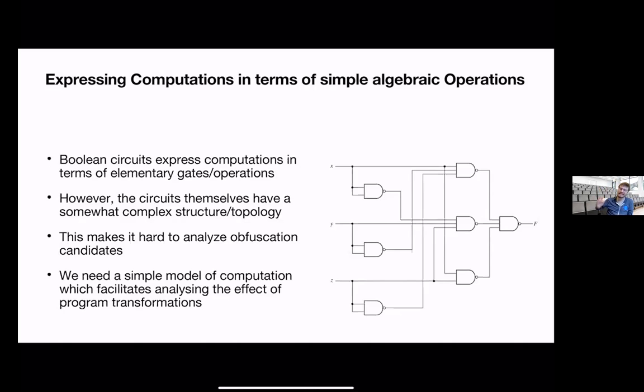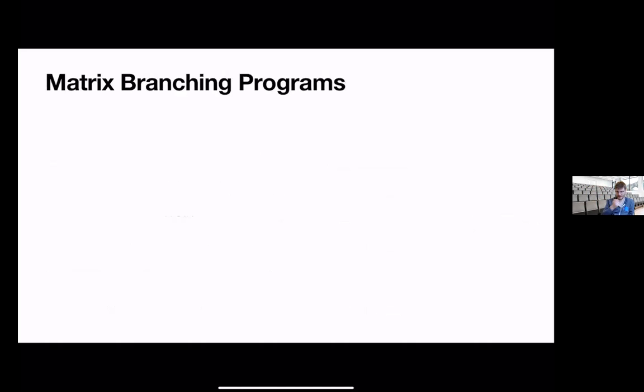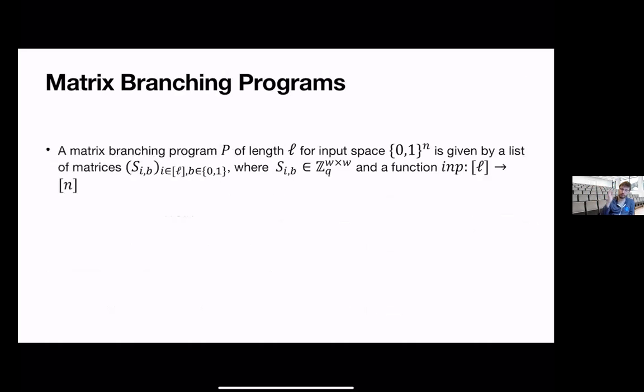So we really need an even simpler model of computation where we can apply natural algebraic transformations and analyze their effect. For everything we do in an obfuscator, we want to have a good reason why we would want to do this. And on the circuit level, that's typically just not given. Okay, therefore, we start today by talking about matrix branching programs.